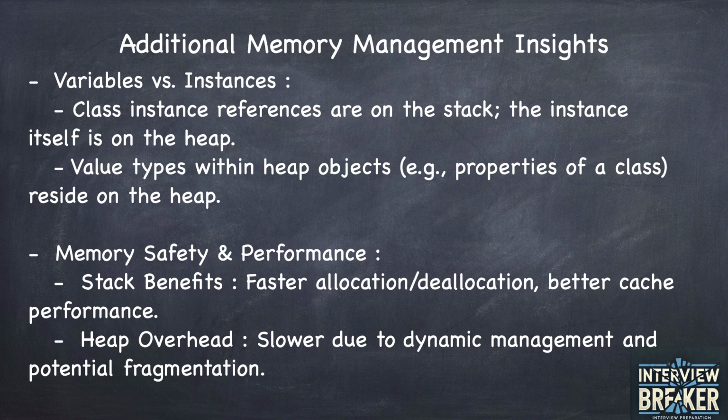And some additional details you might want to know. Variables versus instances: the variable, a reference to a class instance, is stored on the stack, but the instance itself is on the heap. When value types are part of a heap-allocated object, for example as properties of a class, they reside on the heap. Stack allocation benefits: faster allocation and deallocation, and better cache performance. Heap allocation overhead: it requires dynamic memory management, which is slower due to allocation, deallocation, and potential fragmentation.